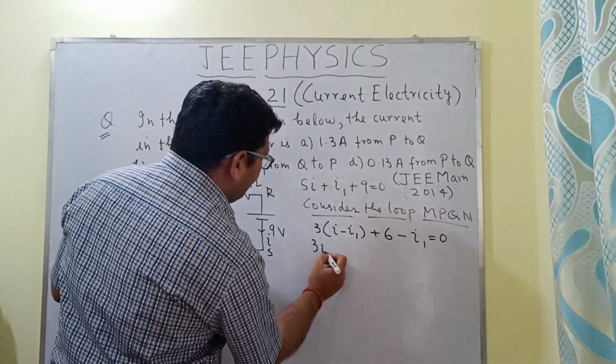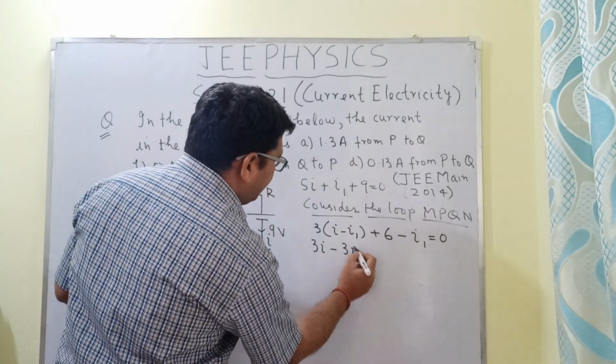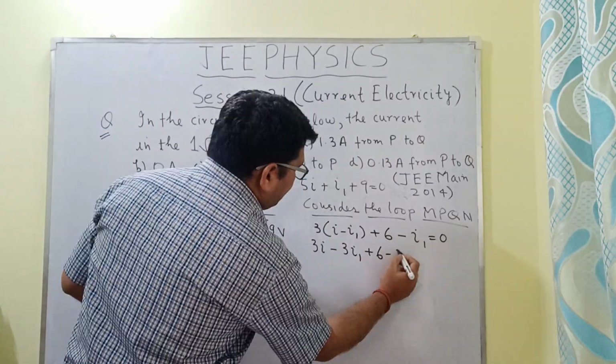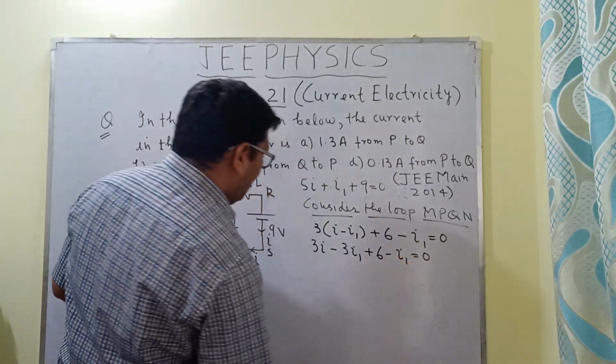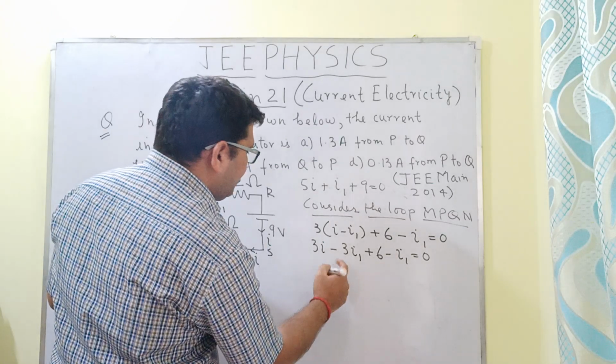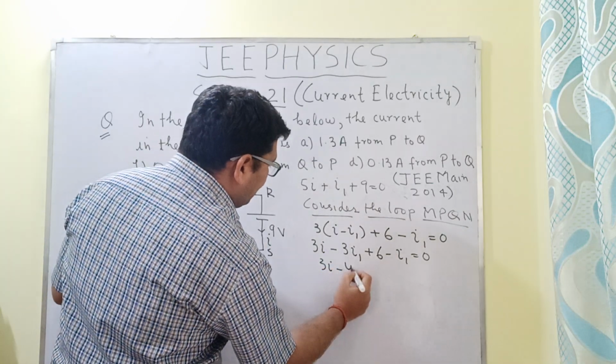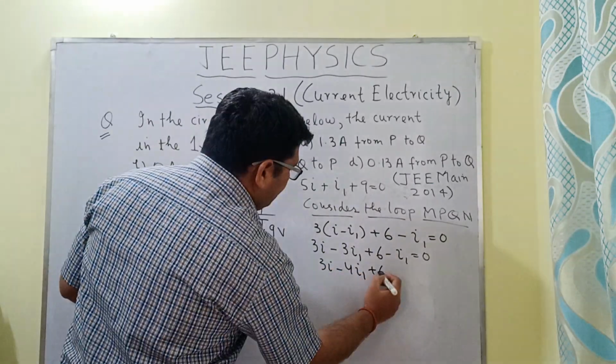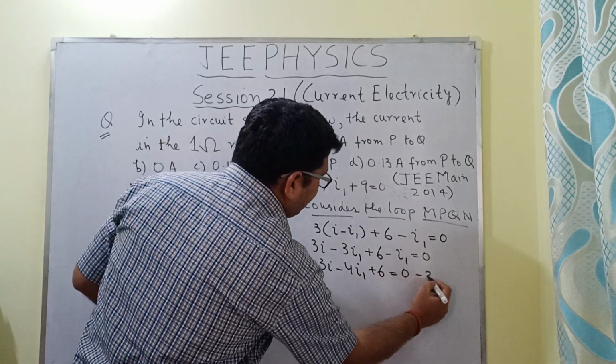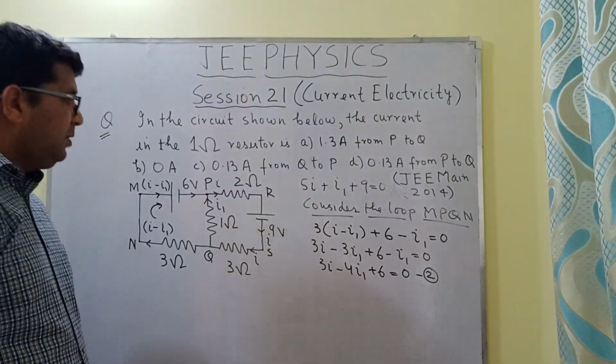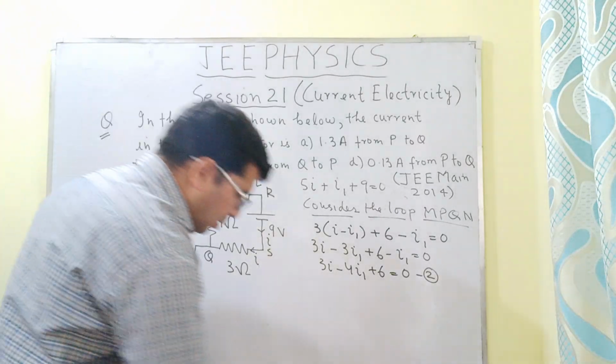So 3I minus 3I1 plus 6 minus I1 is equal to 0. So here I am getting 3I minus 4I1 plus 6 is equal to 0. This is the second equation which I have got using Kirchhoff's loop rule.